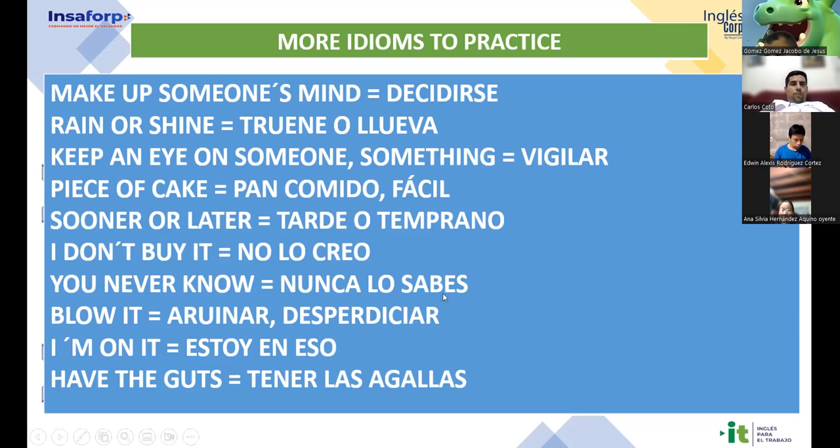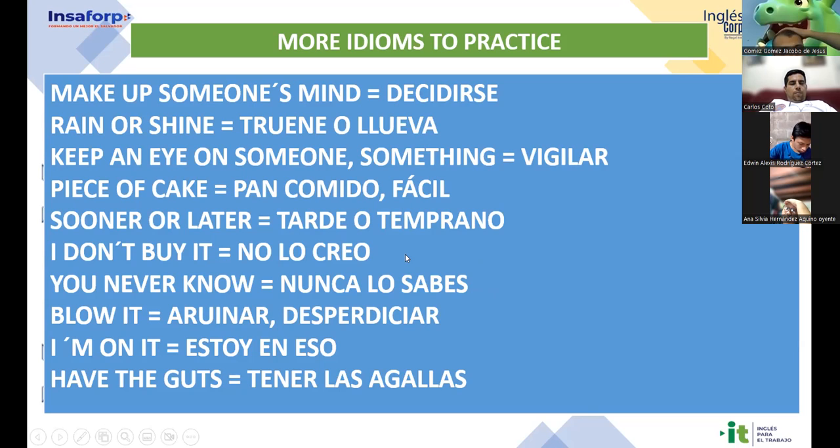Your daughter, you have a daughter, for example, and the daughter has a boyfriend. I say, mom, I didn't do homework because I am tired. And you say, I don't buy it. Because you know that she was with her friend, with her boyfriend. You don't believe it. That is when you say, I don't buy it.